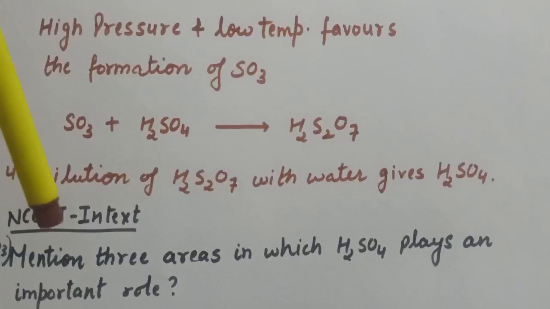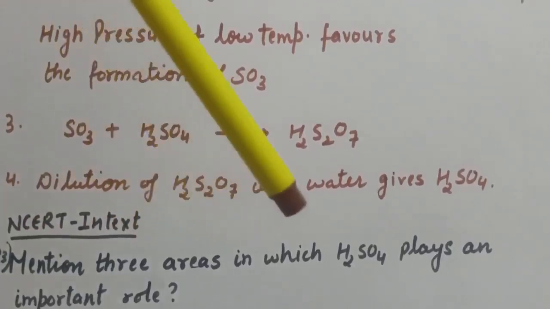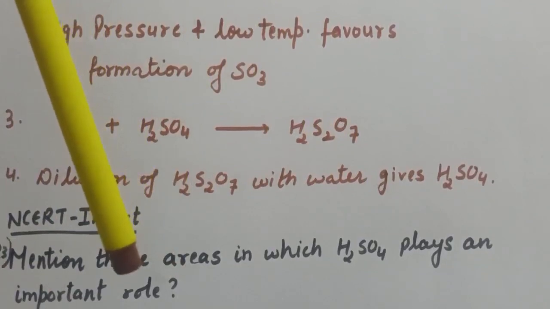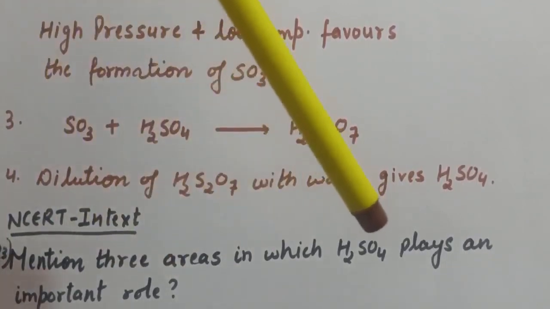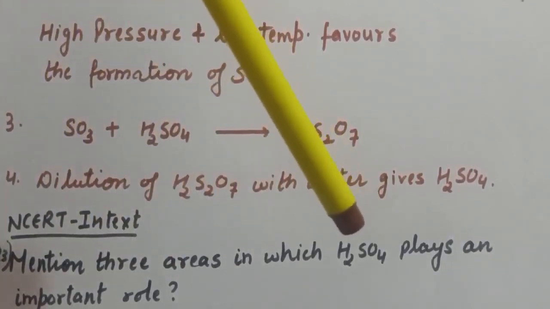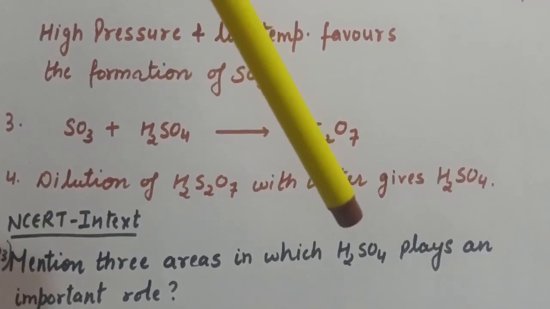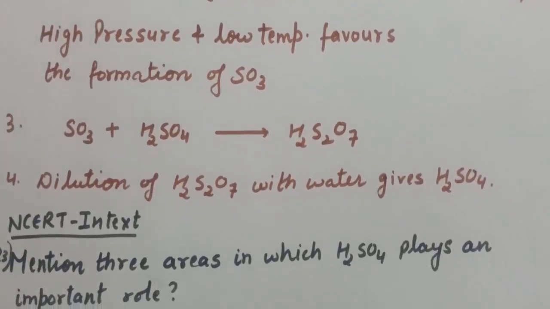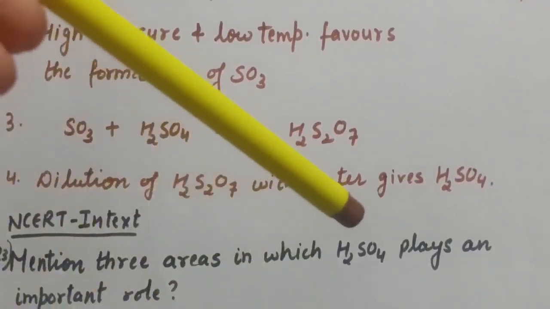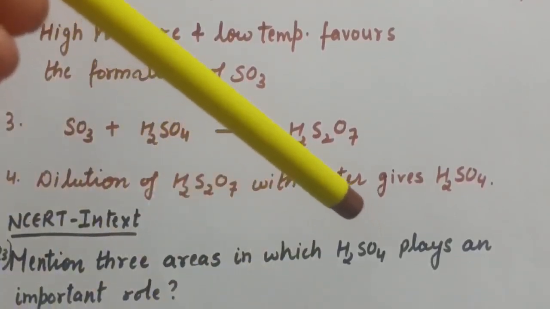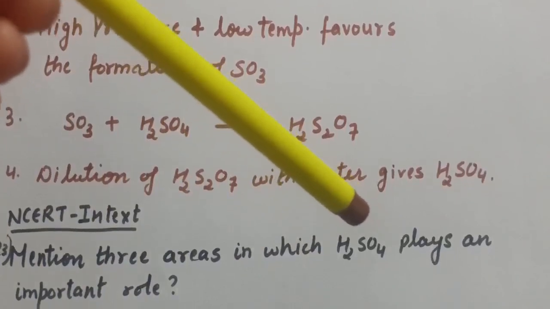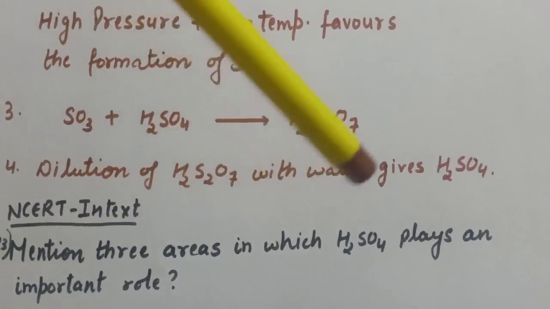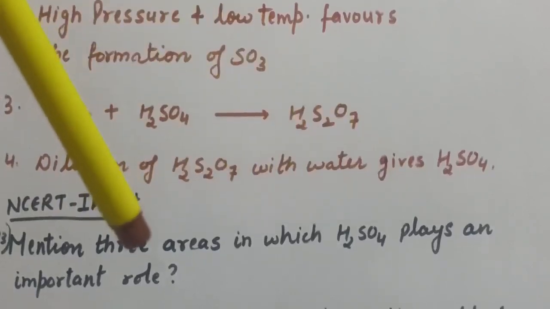Next question is, mention 3 areas in which H2SO4 plays an important role. And the answer for this question is, H2SO4 is an important industrial chemical, and it is used in many industrial purposes and processes. Next, H2SO4 is also used in the manufacture of fertilizers, and it is also used in the detergent industry. So these are the 3 areas in which H2SO4 plays an important role.